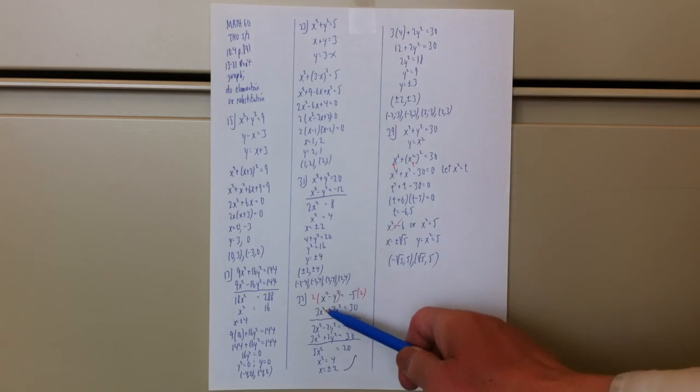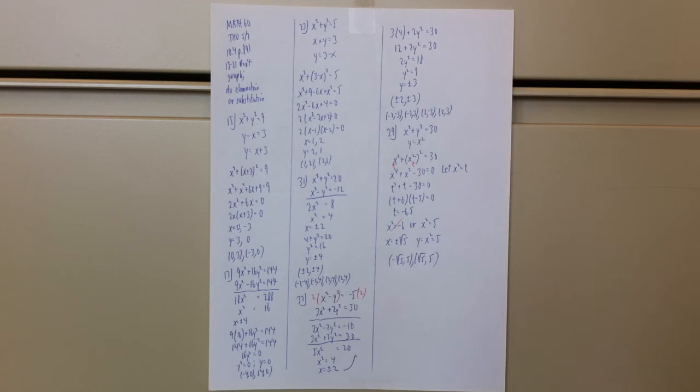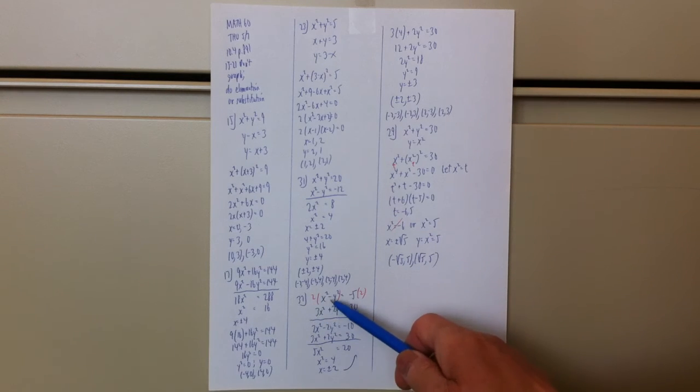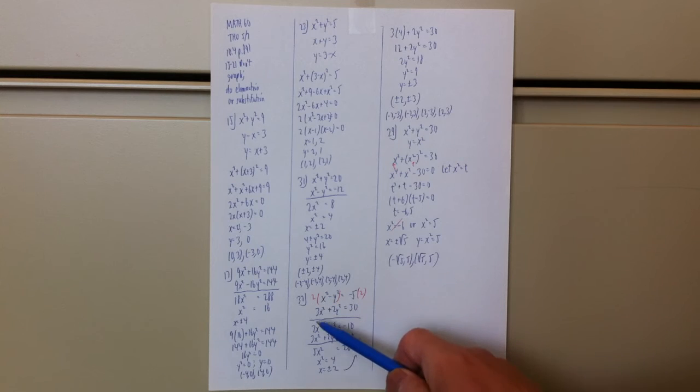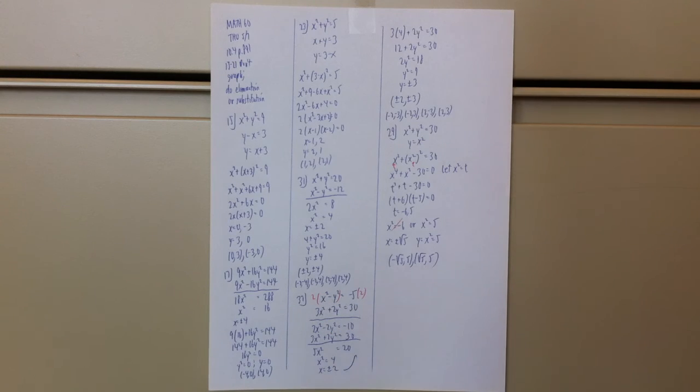So to accomplish that, I put in red, I'll multiply both sides of the top equation by 2. Multiply this by 2, multiply this by 2. This gives me 2x squared minus 2y squared equals negative 10. Copy the second equation, and then I notice that if I add directly, the y squareds drop out. So add them up, 5x squared equals 20.